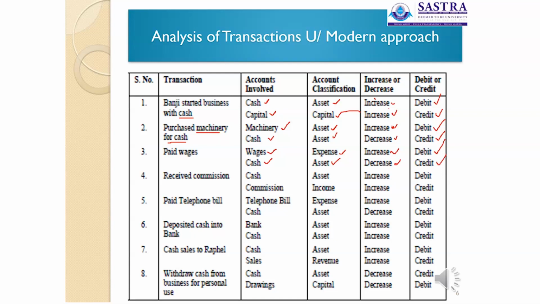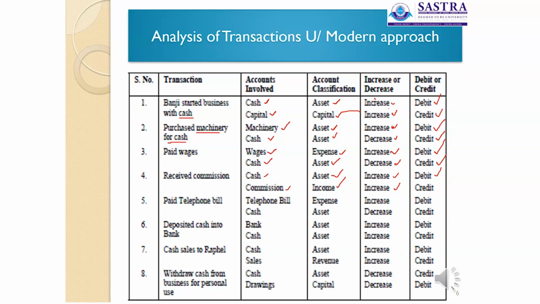Then received commission. Here what are the accounts involved? Cash account and another one is commission account. Cash is related to asset account. Commission is related to income. Received commission is treated as income. If asset increases, income also increases. So if asset increases, it shows a debit balance. If income increases, automatically the value of capital is also increased, so that should be credited.